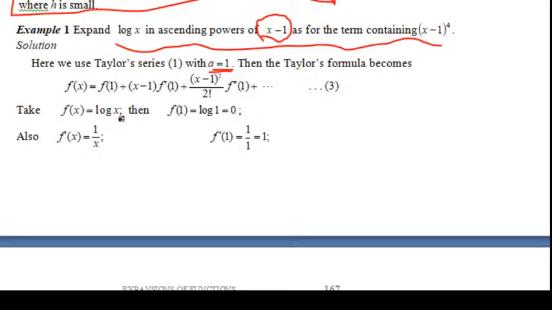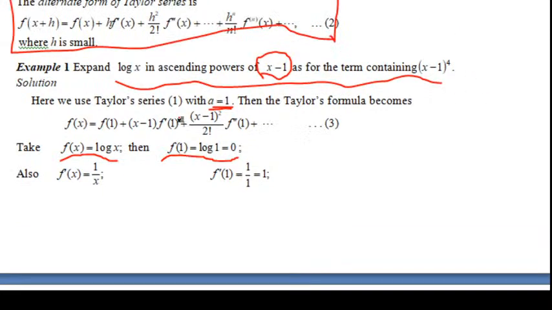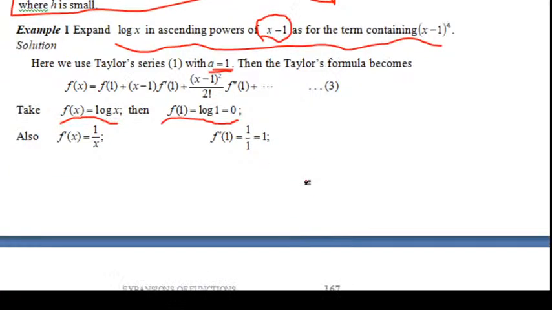Okay. Then what about f of x? F of x is given as log x. Then what about f of a? See, we need f of a. What is f of a? F of a is f of 1. F of 1 is log 1. Log 1 is 0, because we are considering natural logarithm unless otherwise specified. So log 1 is 0.